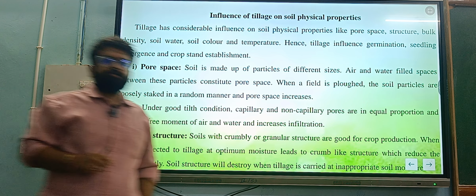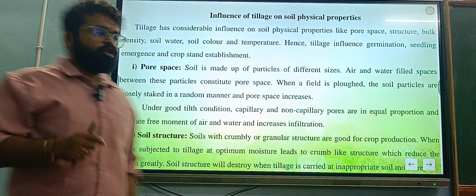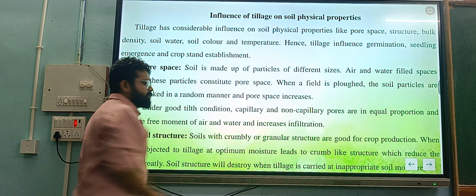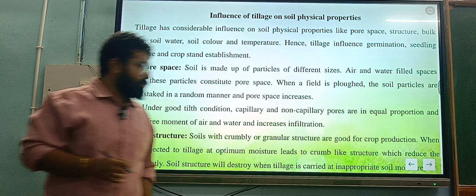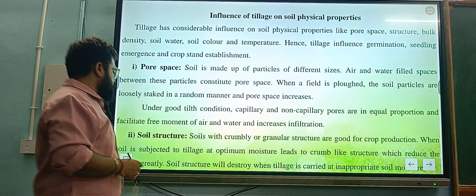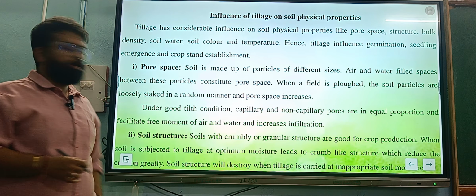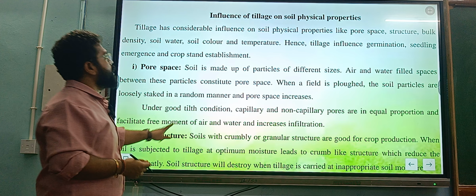The next is soil structure. Soils which are crumbly and granular are good for crop production. When soil is subjected to tillage at optimum moisture, it leads to a crumbly structure, which reduces the erosion greatly, and soil structure will be destroyed when tillage is carried out at an inappropriate soil moisture.